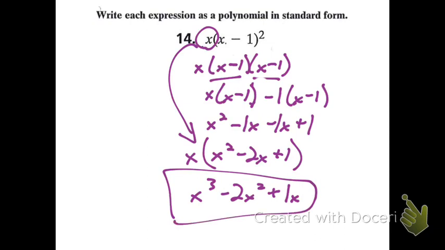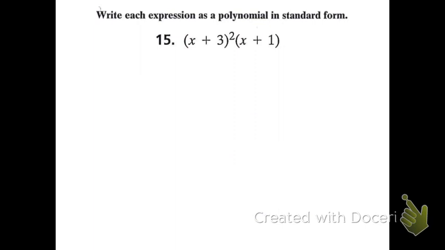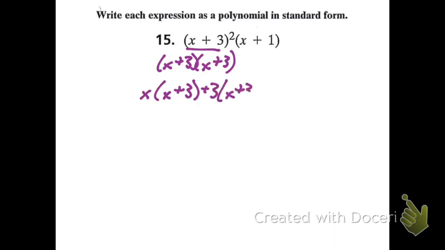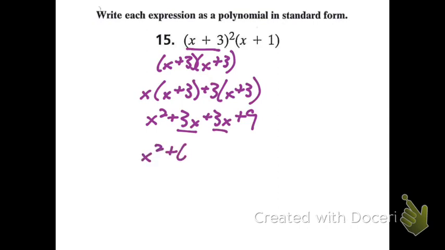Something similar. All right. Hopefully this is the last one of these because I'm really tired of just multiplying this stuff out. So I'm going to take these first two because this is actually x plus 3 times x plus 3. So I get x times x plus 3 plus 3 times x plus 3. I get x squared plus 3x plus 3x plus 9. Add those together, x squared plus 6x plus 9.